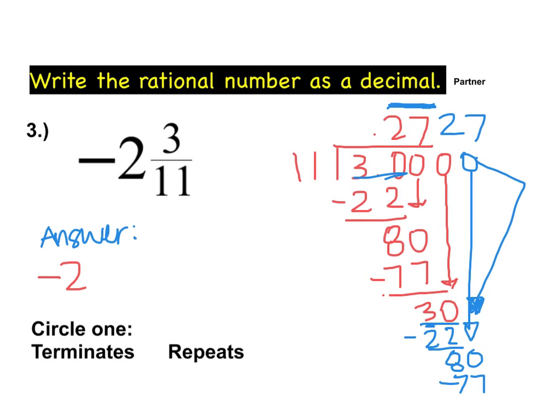So we can see that the decimal will go on in that pattern, 0.27272727 forever. So we write our final answer as -2.27 with both the 2 and the 7 having the repeating bar over them. And we can go ahead and circle that this is a repeating decimal.